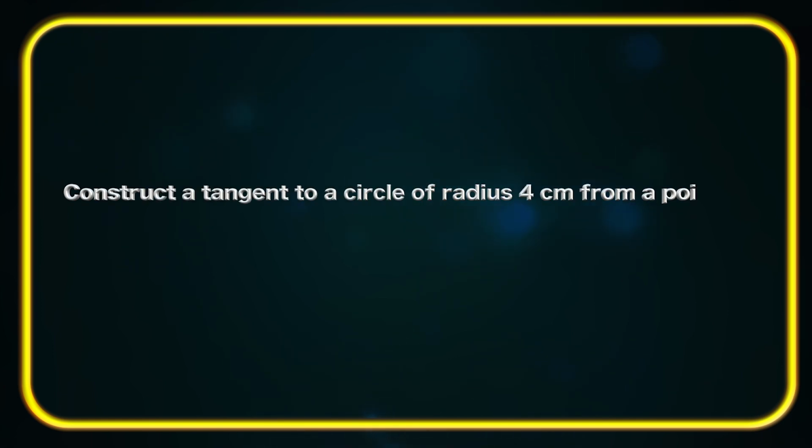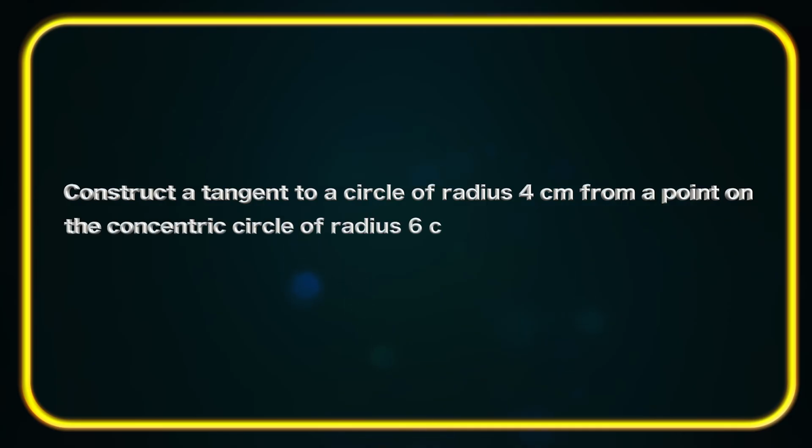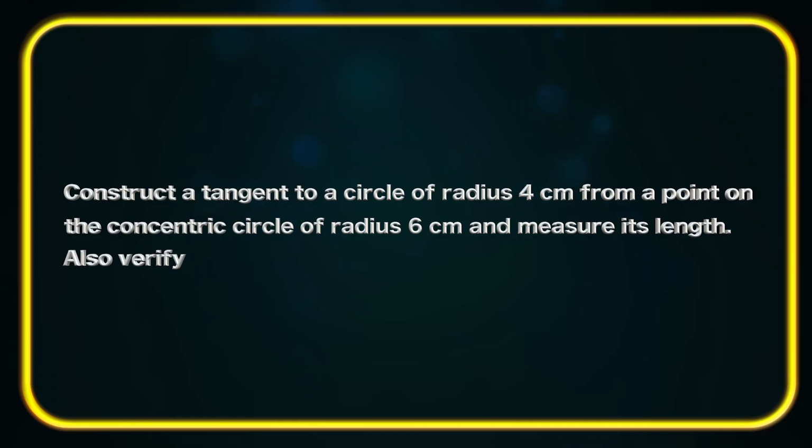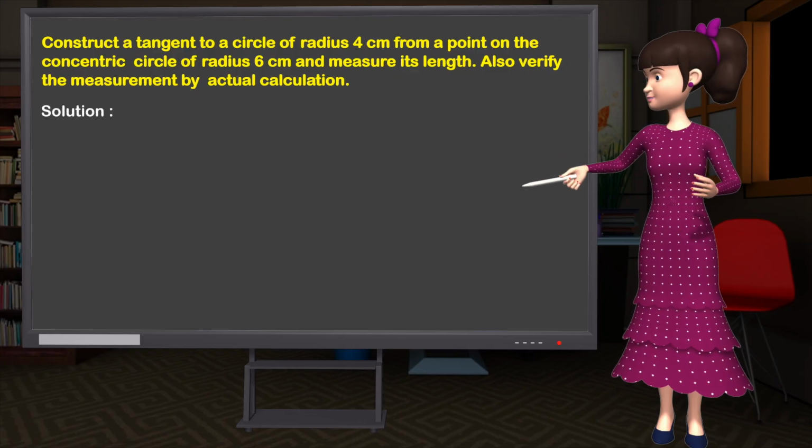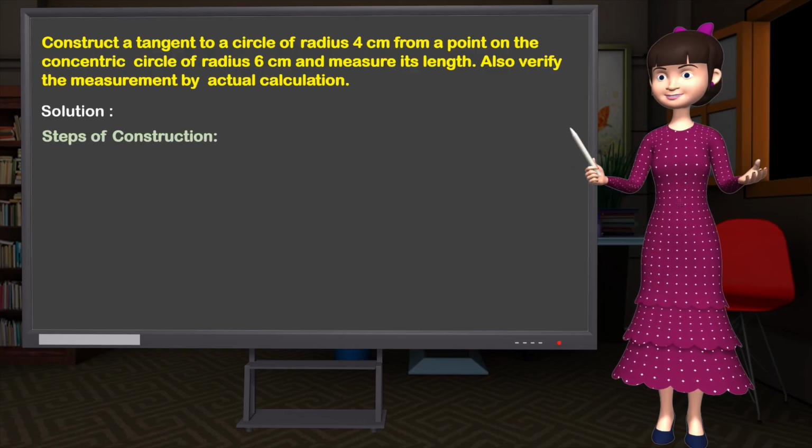Construct a tangent to a circle of radius 4 cm from a point on the concentric circle of radius 6 centimeters and measure its length. Also, verify the measurement by actual calculation. Solution. Steps of construction. 1.